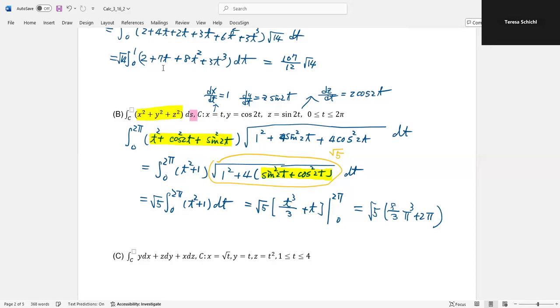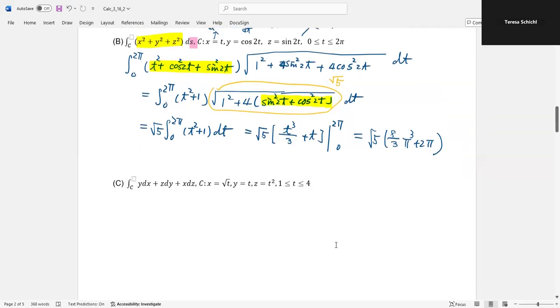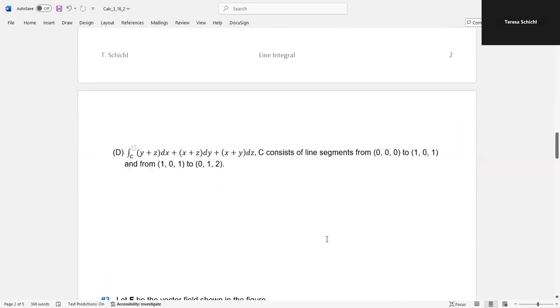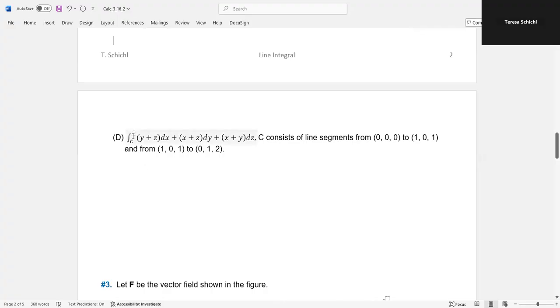All right, that's it. So problem number 3 here is exactly the same, right? So you plug in the function. I will skip this problem and let's take a look at this one here. This one, they tell you I need to do a line integral, where C is y plus z dx, y plus z dy.